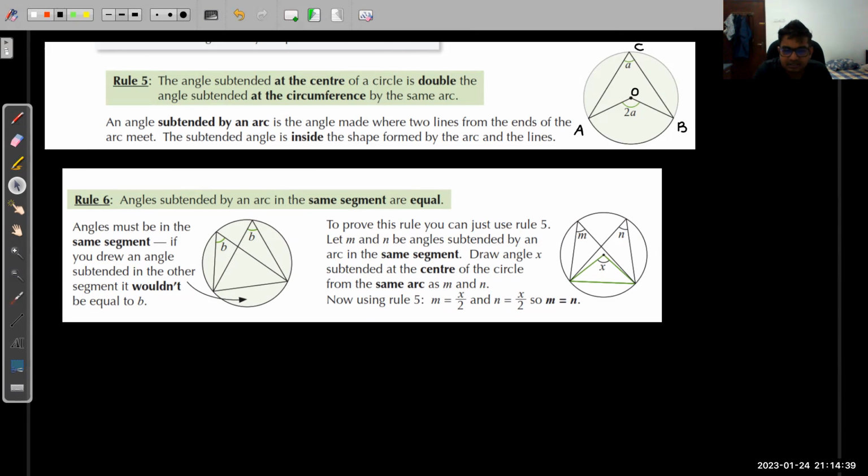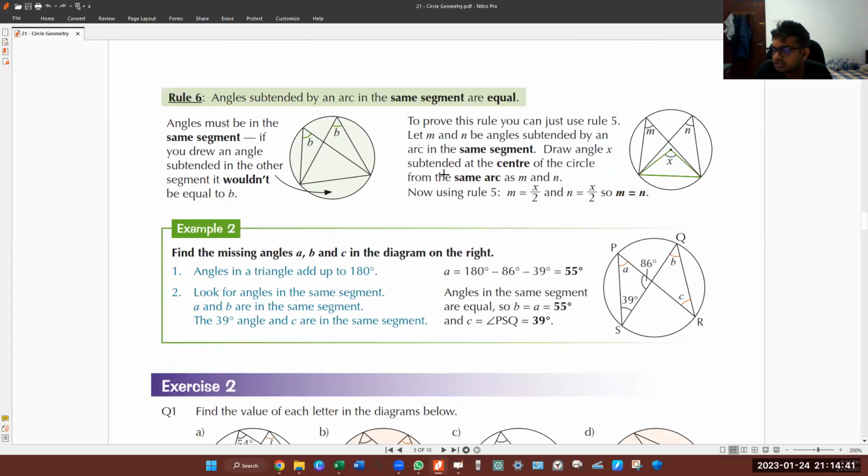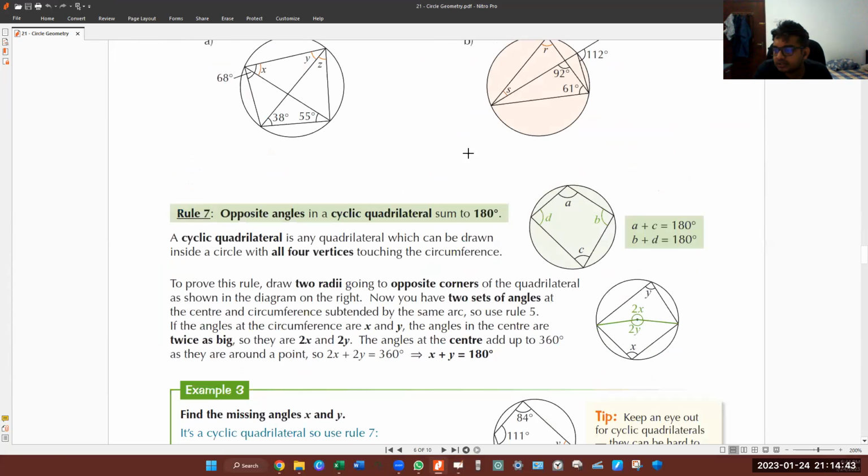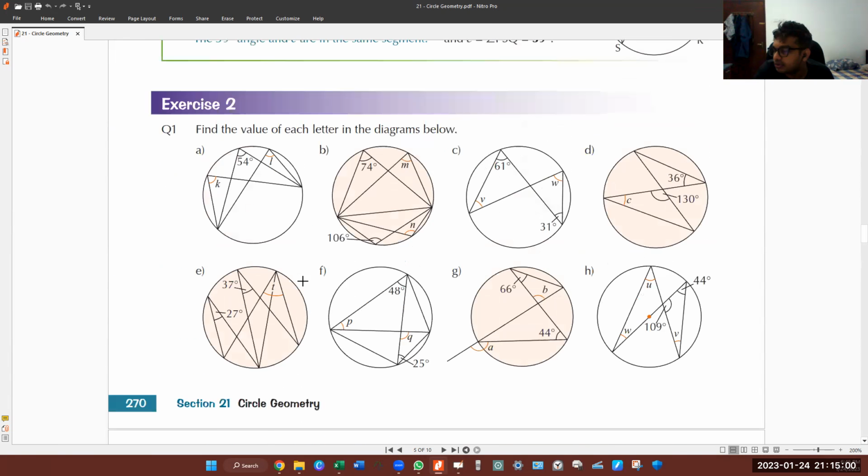I think these are the theorems that your school teacher might give you. Did they do something related to cyclic quadrilaterals? Can you remember? No, I don't think we've done this part. Quadrilaterals inside a circle? No. Okay, then I'll give you questions from this.